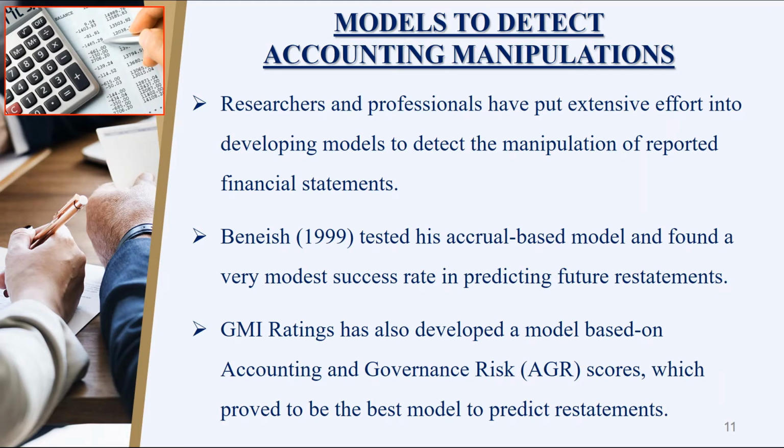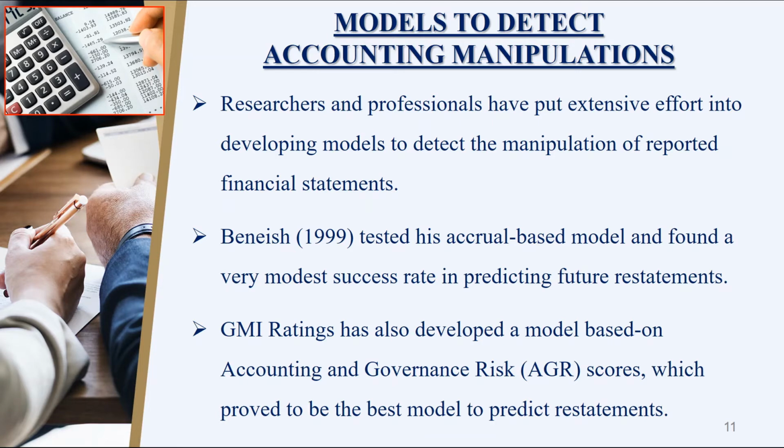GMI Ratings has also developed a model with a slightly higher success rate in predicting financial restatements. This company used a composite metric that aggregates both accounting and governance data to identify companies at risk of restatement and other negative outcomes such as fraud, debt defaults, and lawsuits. GMI Ratings computed accounting and governance risk scores on a scale of 0 to 100, with low ratings indicating a higher likelihood of restatement or adverse outcome.